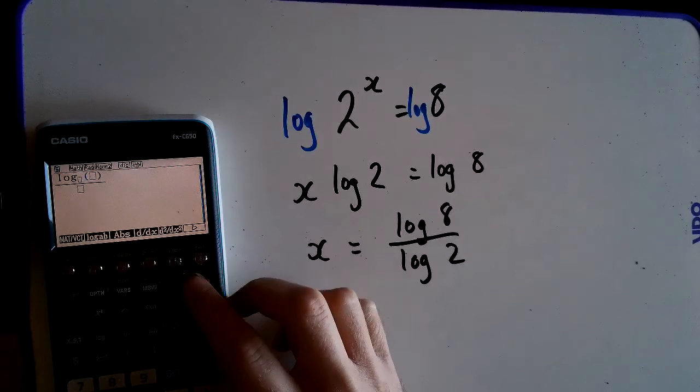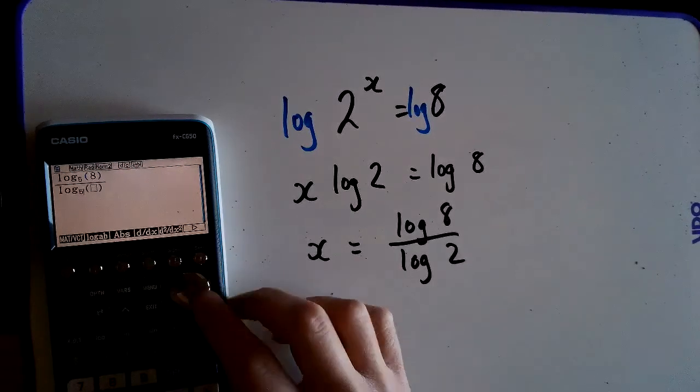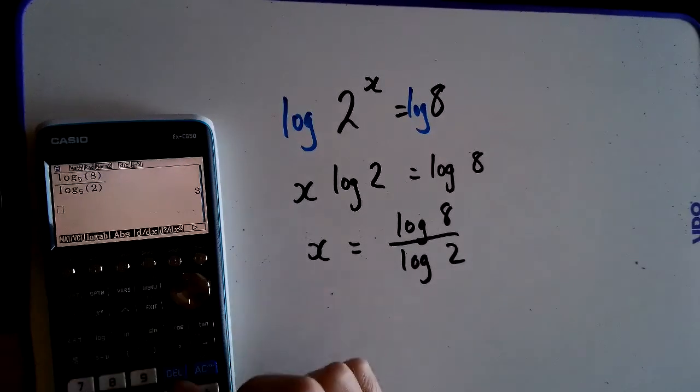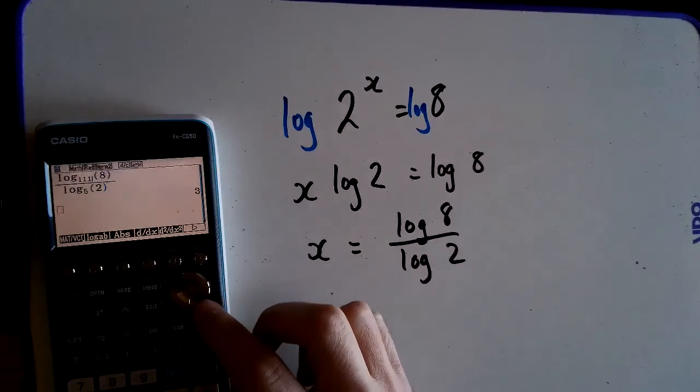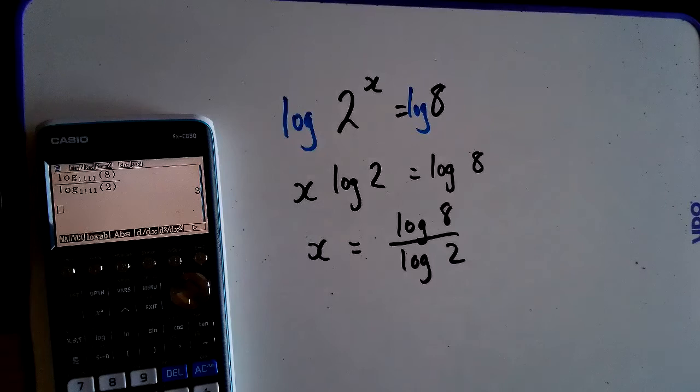Log base 5 of 8 divided by log base 5 of 2. That hopefully still gives me 3, and I can use whatever base I want. So 11. Actually, let's do 4 ones. Still get 3. So mathematicians normally write log like this, which, if they did want a number, means base 10. That's what engineers write.